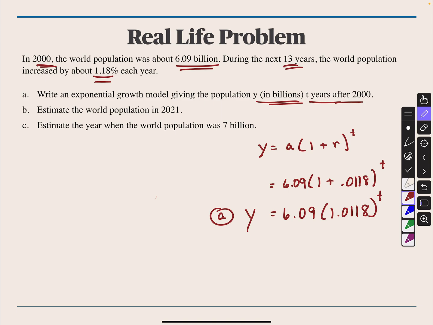Figure out what the population will be in 2021, so we'll go y equals 6.09. We just have to figure out what time to put in. Well, this started in 2000 when the population was 6.09, and now it's 2021, so that's 21 years later. So 21 years it's going to grow at this rate.